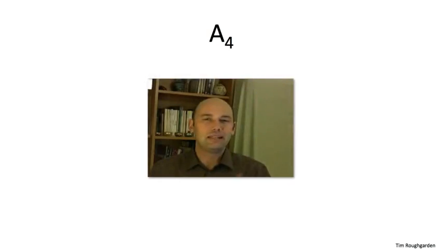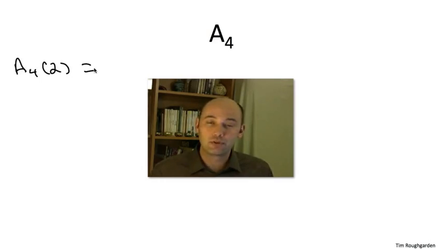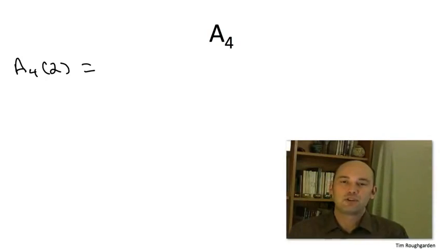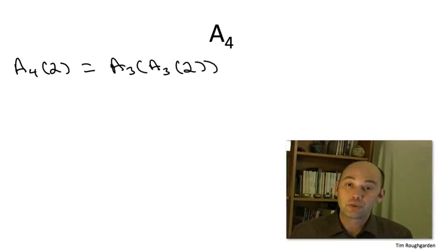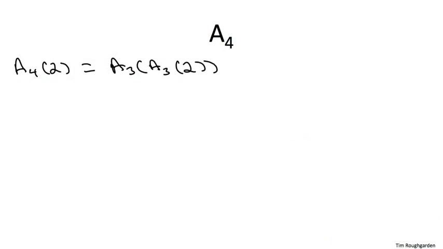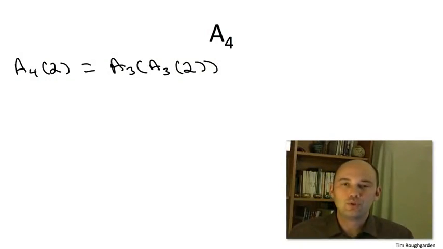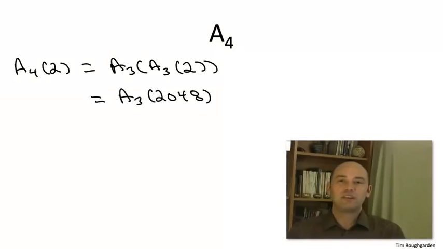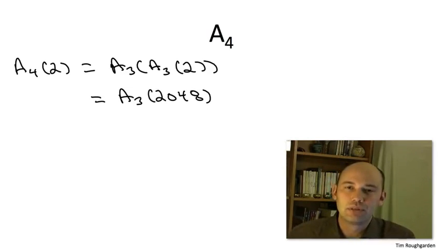And as with A3, let's punt for the moment on understanding the dependence for a general R. Let's just figure out what A sub 4 of 2 is. So K equals 4, R equals 2. Well, by definition, you just take 2 and you apply A sub 3 twice. We computed A sub 3 of 2 in the previous quiz. We discovered that was 2048, so that's the result of the first application of A3. And now we find ourselves applying A3 to 2048. So in effect, R now is 2048.